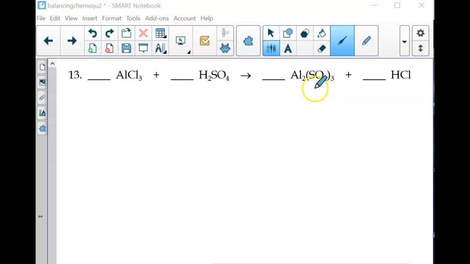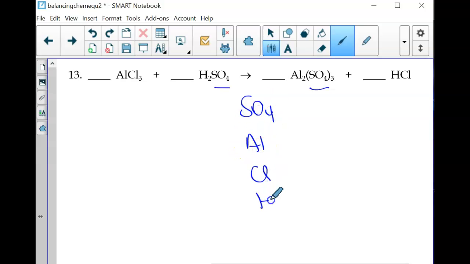So we're looking for polyatomics. We see a polyatomic here, SO4 and SO4, so we're going to treat it as a unit. We have aluminums, chlorines, and hydrogens. We're going to leave hydrogen dead last. We have 1 SO4, 1 Al, 3 Cls, and 2 hydrogens on the left. We have 3 SO4s on the right, 2 Als, 1 chlorine, 1 hydrogen.